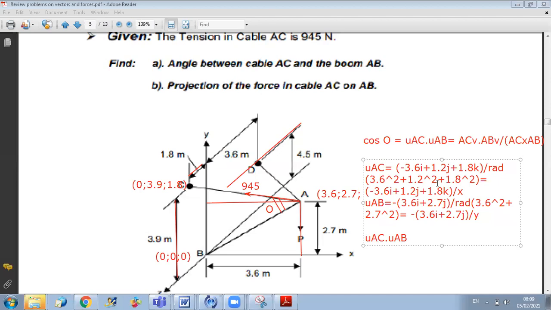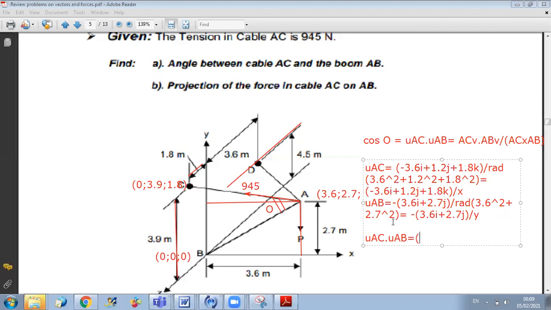As you can see, at the end for AC, I can factor out 1 over x, because it's a common factor for all terms, and 1 over y for the factors of AB. Because each time, for example, if I multiply the x component of AC by the x component of AB, what I will obtain is minus 3.6 over x, times minus 3.6 over y. So you will see that for all terms, you will have in common 1 over xy. This is why I will first do the expansion, then divide at the end by x times y.